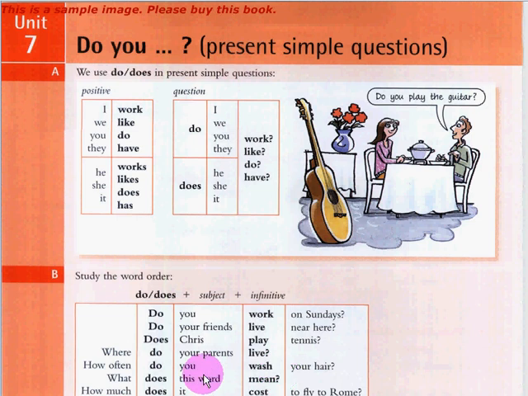Alright? Now, look at these other phrases. You have how often and how much. These are other phrases or expressions that you can use before the word do or does when you are making present simple questions. Okay?